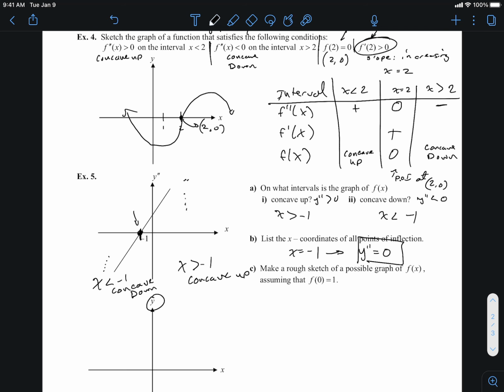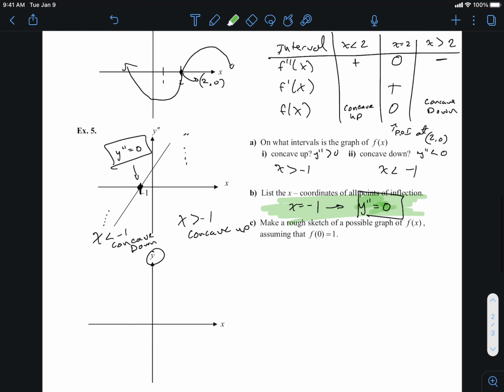Okay, y double prime equals 0, right? The value of the y double prime graph is 0 there, which meets the definition that we discussed earlier. That tells us that that's an inflection point, specifically because y double prime is 0. And if we wanted to make a rough sketch of this thing, we could assume that the point (x, y) is going to be (0, 1). So we know it's going through that point, so we can go plot that one, (0, 1).